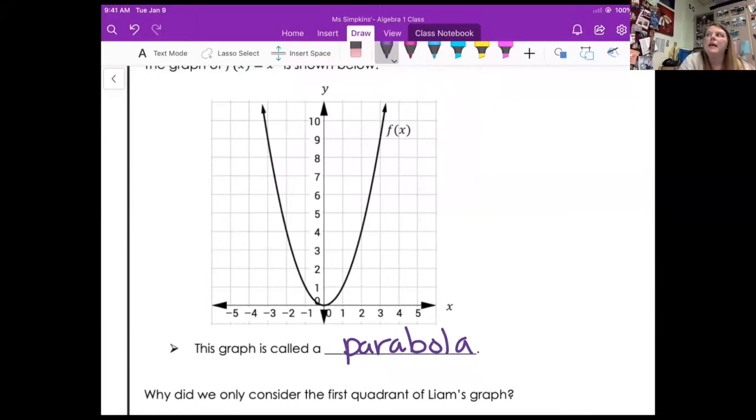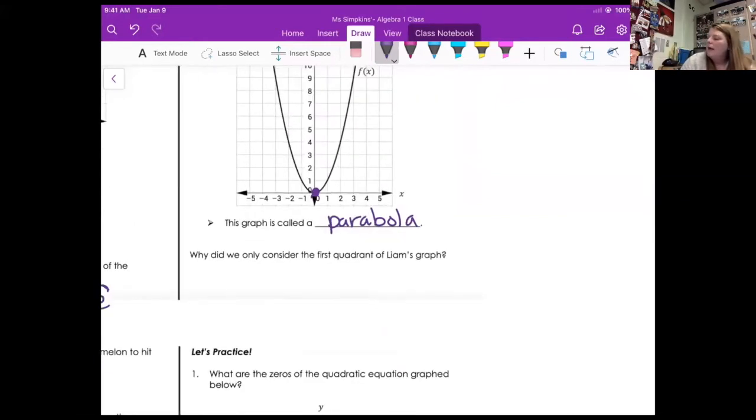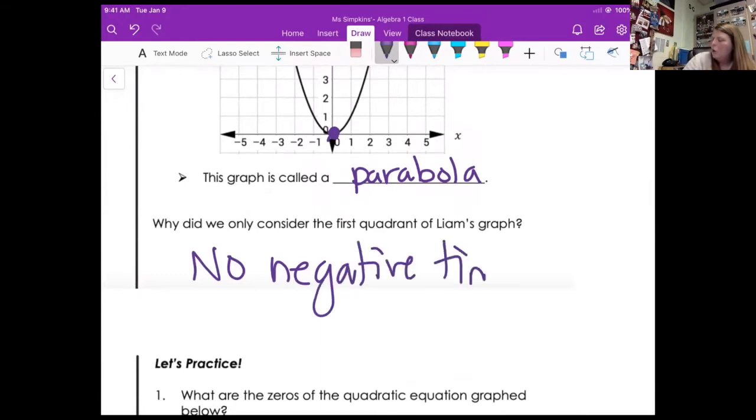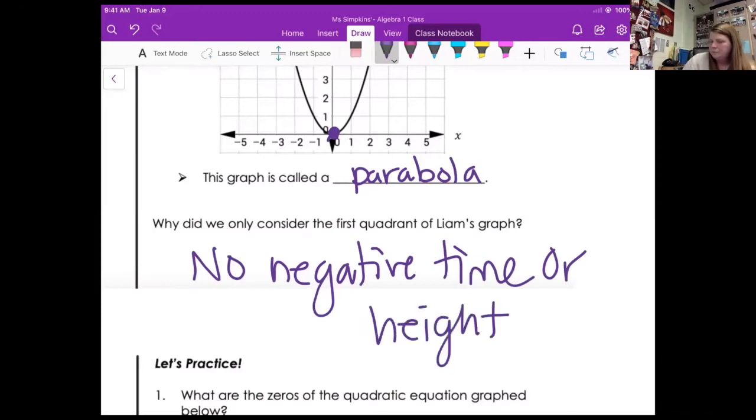Where is the minimum, the lowest part of this parabola? At 0, 0, correct, good. We kind of talked about this already. Why did we only consider the first quadrant for Liam? Because we have no negative time or height. No negative time or height.